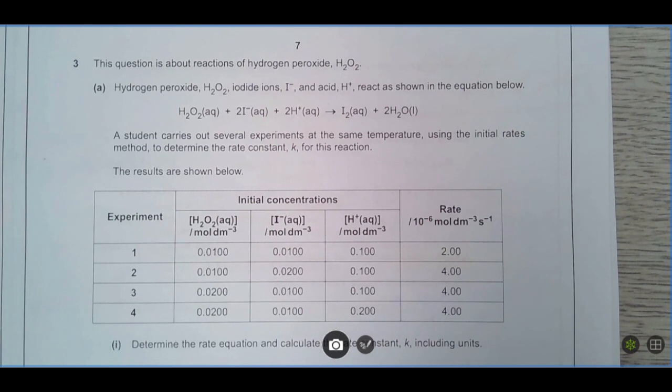And we can then change the concentration of each reactant without changing the concentrations and temperature of the other reactants and H2O2. What will happen then? We can work out the rate of each reaction. So it says a student carried out several experiments at the same temperature using the initial rates method to determine the rate constant K for this reaction.